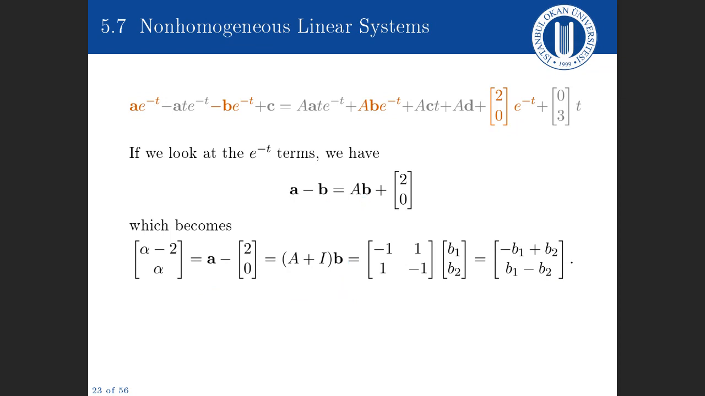Now look what we have here. There's a minus b1 plus b2 in the first position. And in the second position is b1 minus b2. The second position is just minus 1 multiplied by the first position here. So over on the left, the first position, the alpha minus 2, must be equal to minus 1 multiplied by the second position, or minus alpha.